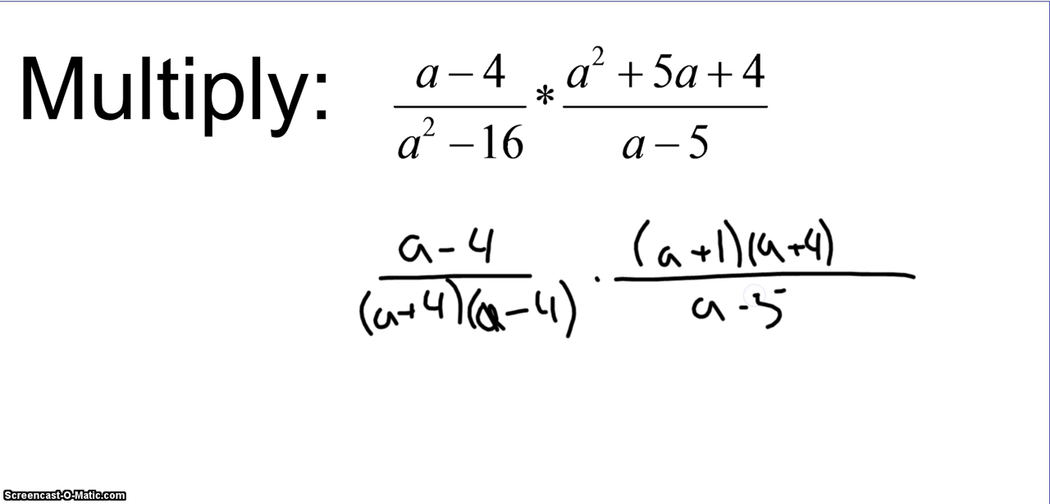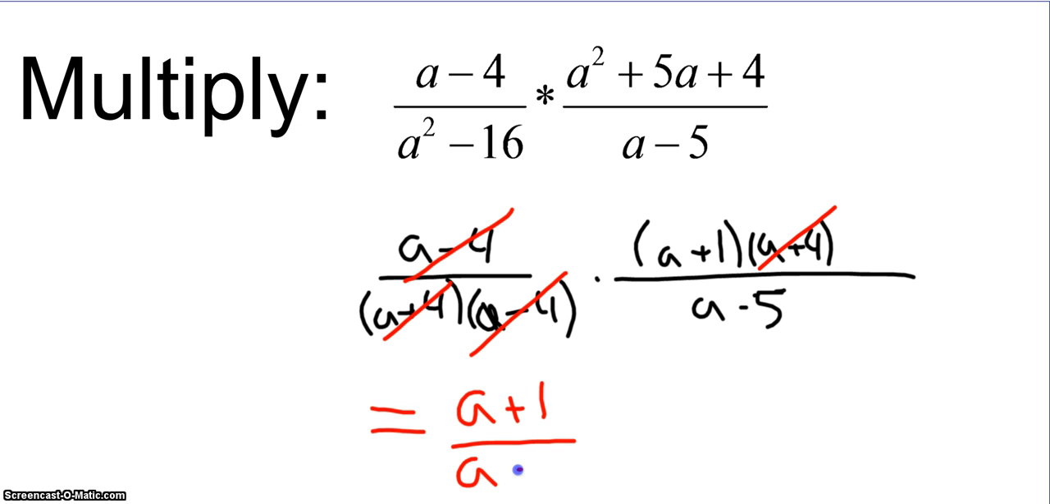Alright. So if you need more help with factoring, take a moment to go look that up until you are familiar with it. These are difference of square problems, some of these, which is why we got the a plus 4 and a minus 4. Alright, cancel stuff off. Here we go. A plus 4, a plus 4, a minus 4, a minus 4. Final answer, a plus 1 over a minus 5.